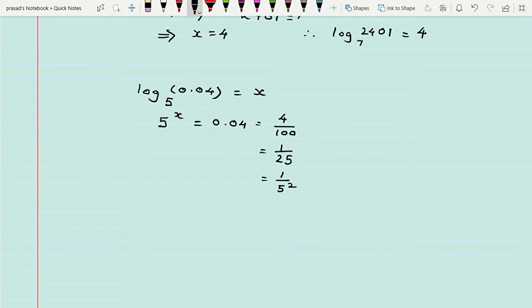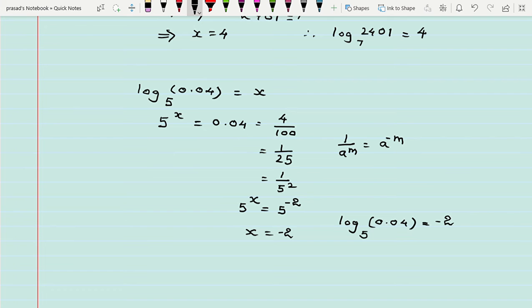Now you know the laws of indices. So 1 upon a to power m, by laws of indices I can write it as a to power negative m. So 1 upon 5 square I can write it as 5 to power negative 2. So I get 5 to power x is equal to 5 to power negative 2. So that means x is equal to negative 2, or that means the value of log 0.04 to base 5 is negative 2.